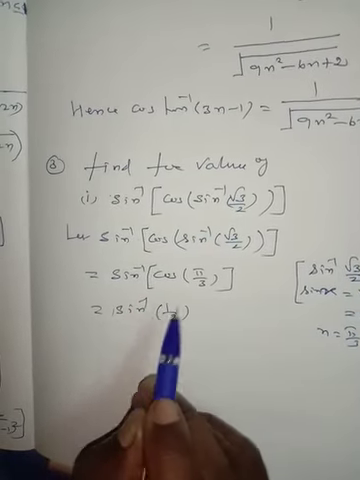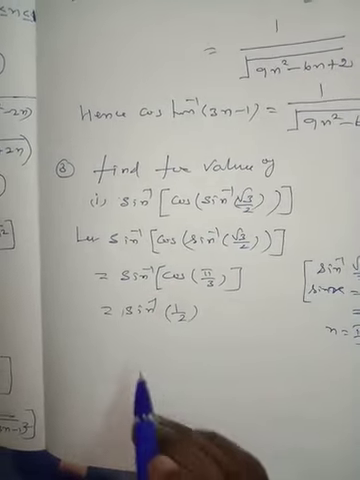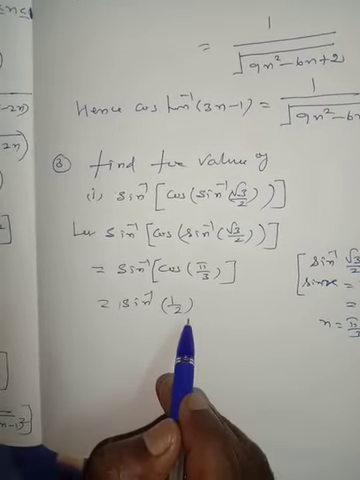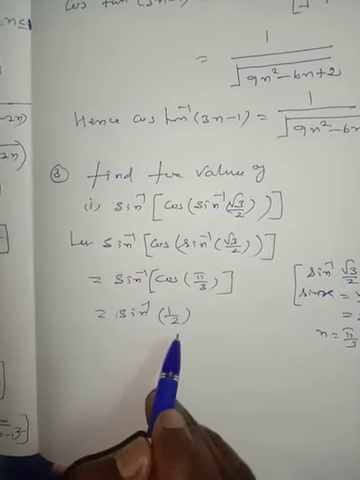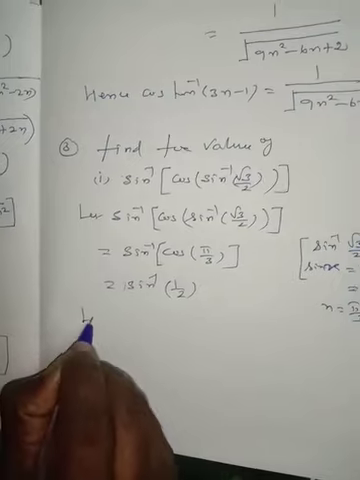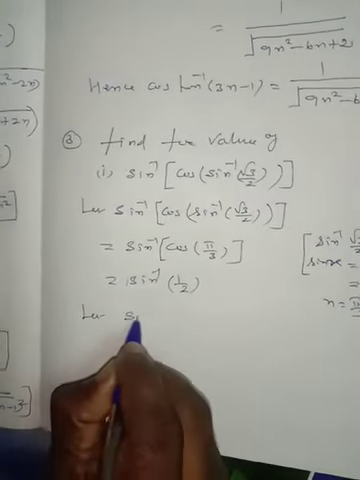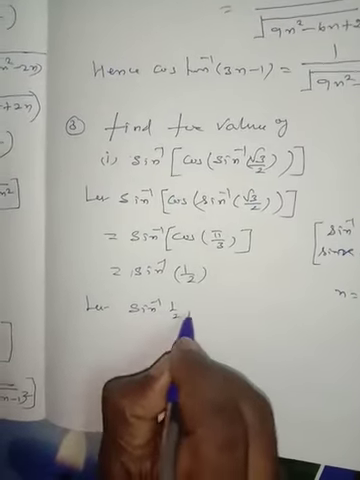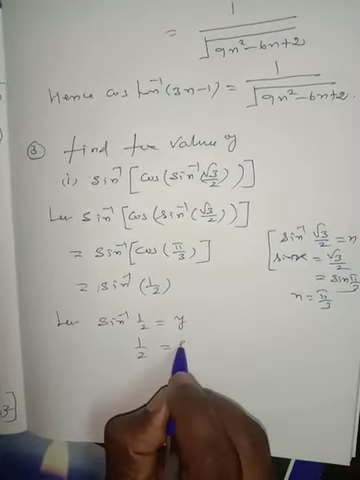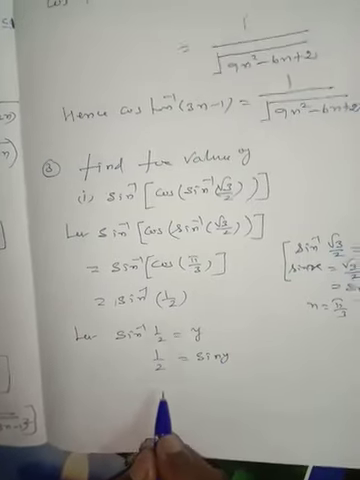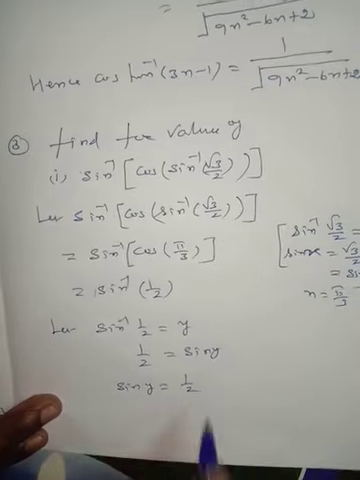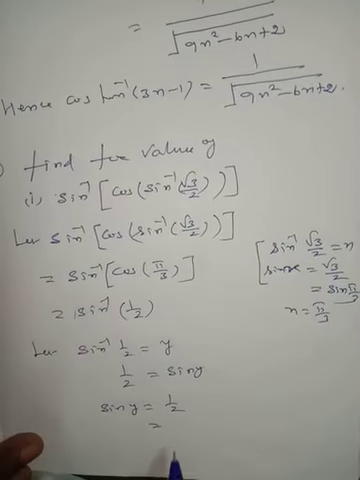Now we have to take the part sine inverse of 1 by 2. This sine inverse of 1 by 2 is pi by 6. Why? Let sine inverse of 1 by 2 be equal to y. Then 1 by 2 is equal to sin y. Sin y is equal to 1 by 2, in terms of sin, sin pi by 6.